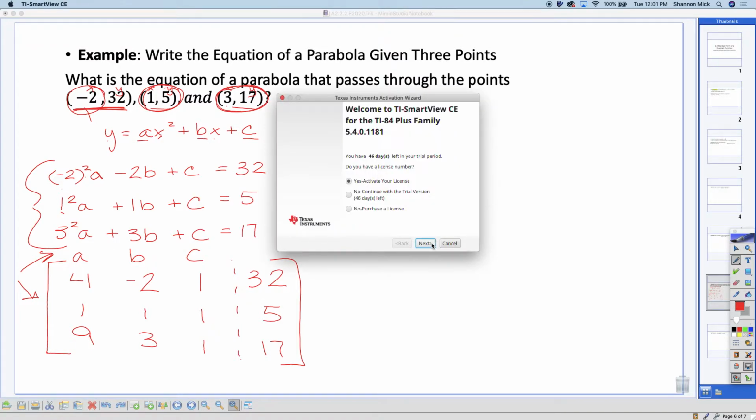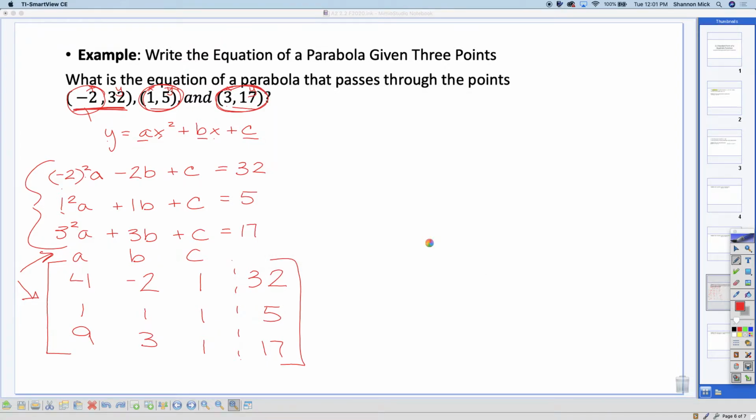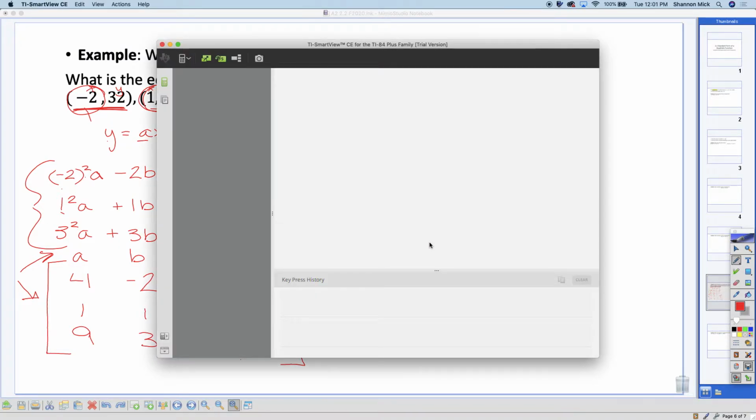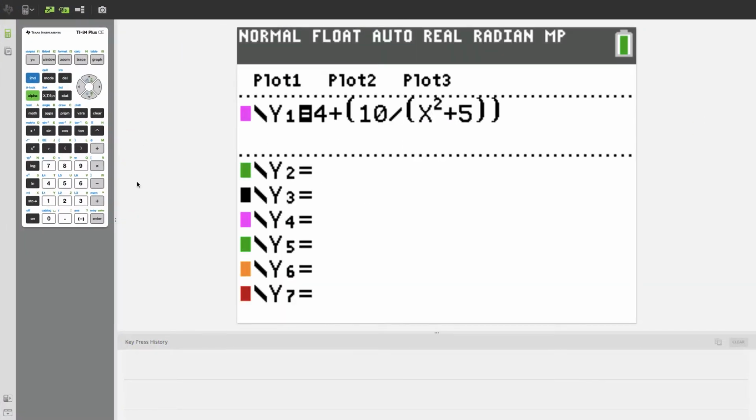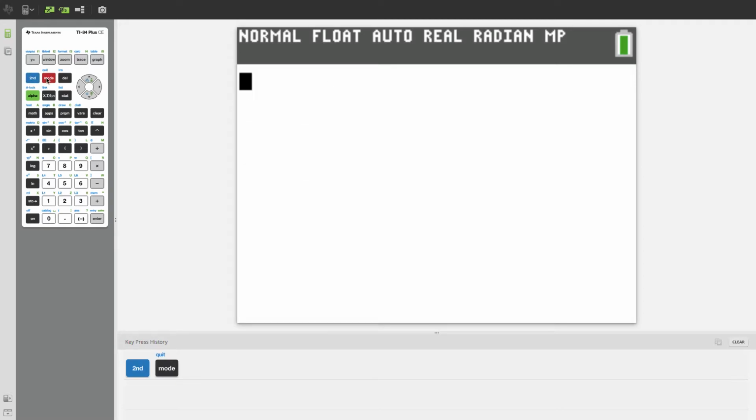Look at your calculator. Here, brother. I want my pencil. There we go. Alright, I want matrix. Oh, it's second x negative 1, the inverse right here. Got it. So if I want to quit something, it's second mode, right? So I want to quit that, and I want matrices. Matrices is second x inverse because it's in blue, so I know I hit the blue button.